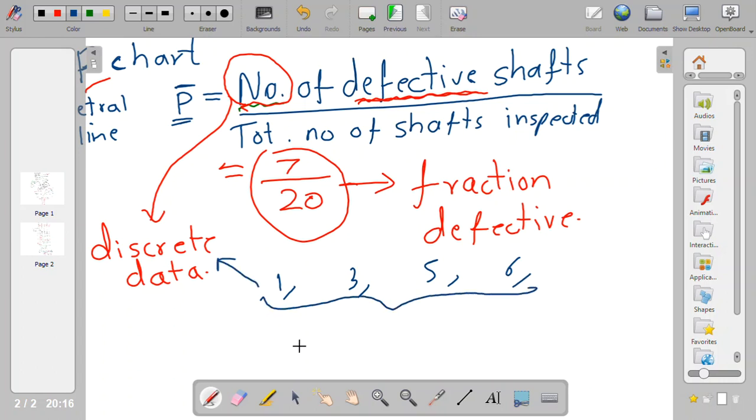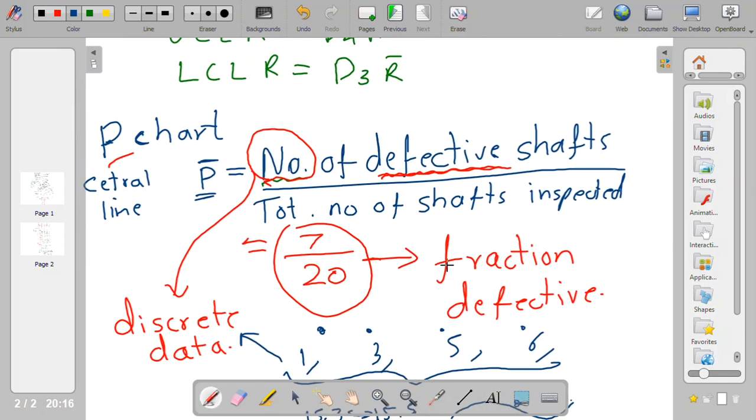And continuous data, in terms of decimals, like 5.5, closer values will be there. If we plot this, we will just get a continuous line. But in this case we will get points. So when fraction defective items are given or number of defectives are given, that time we have to use the P chart.